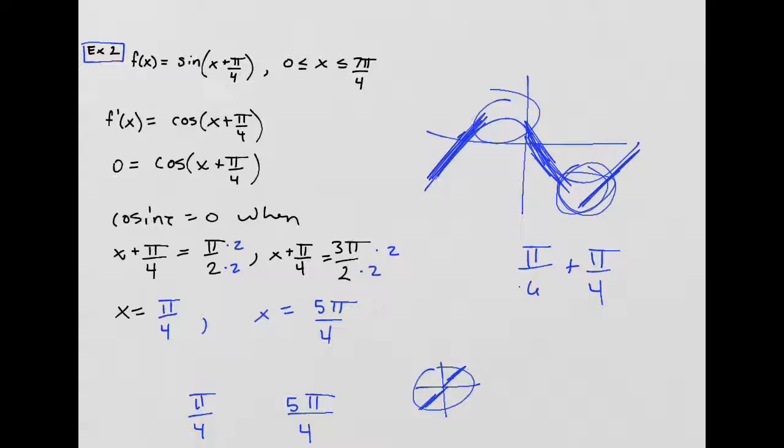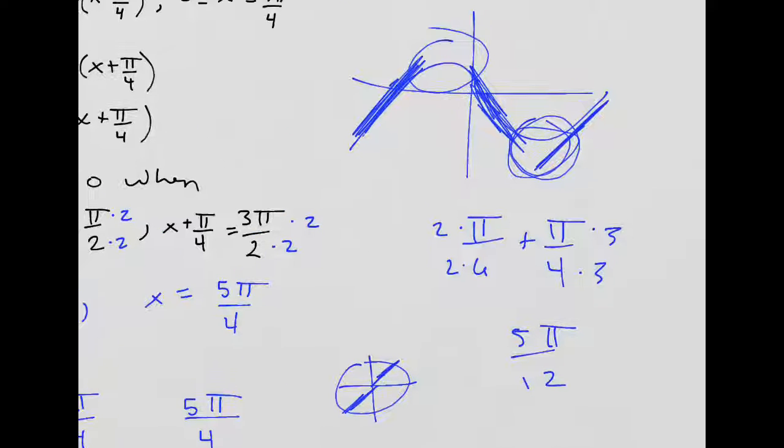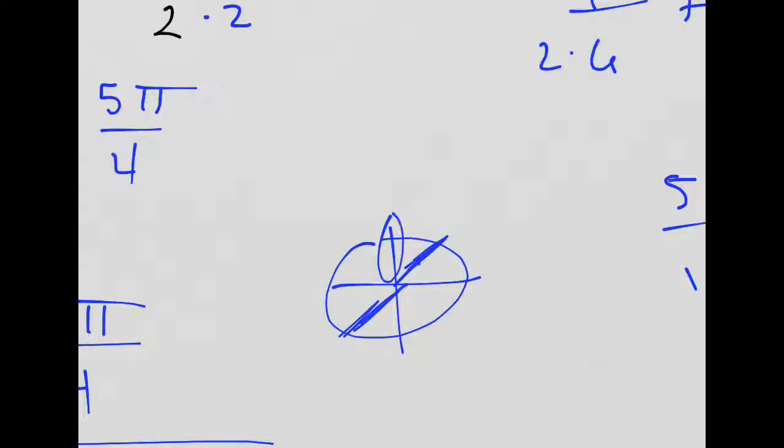Times, no, 2 times, its common denominator is 12. So 2 plus 3 is 5 pi over 12. That's definitely smaller than 6 pi over 12, and 6 pi over 12 is pi over 2. So really, I have something in here.